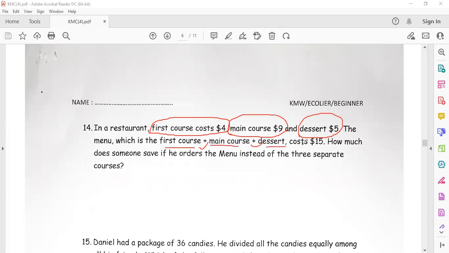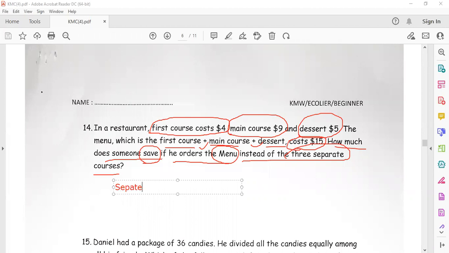Can you go to Texas Chicken or what? Sometimes they sell you in combos, right? So that one costs $15. How much does someone save if he orders the menu instead of the 3 separate courses? So you have to see 2 situations.